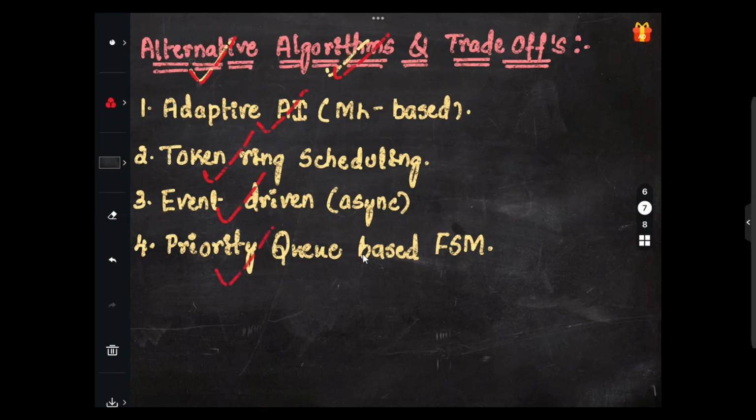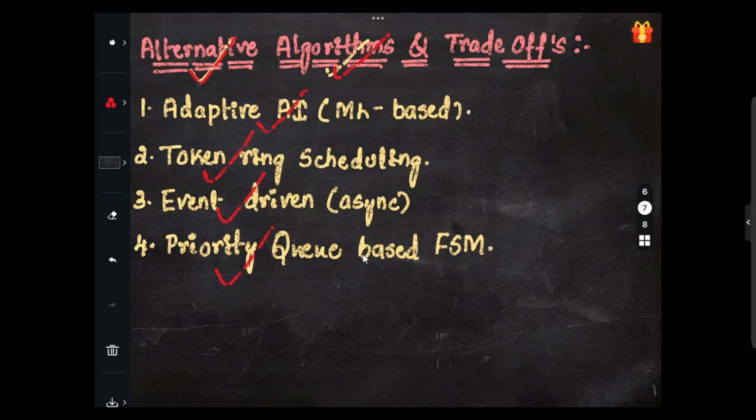The final one is priority queue-based FSM, right? This priority queue-based FSM handles emergency as well as congestion, but it requires fine-tuned timing. So these are the alternative algorithms that we can make use of, right? In my case, whatever algorithm I went with, I found that algorithm perfect for the demo purpose, as per the question.